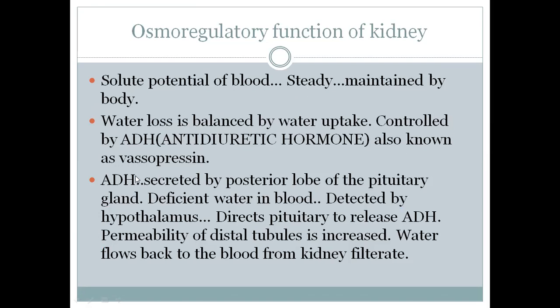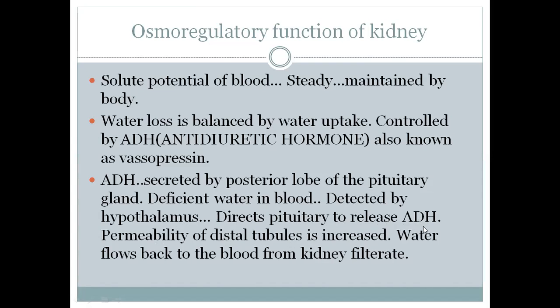Very, very important. Antidiuretic hormone is secreted by the posterior lobe of the pituitary gland if the blood is deficient in water. This deficiency of water in the blood will be detected by the hypothalamus. Then the hypothalamus directs the pituitary to release antidiuretic hormone. We have less water in the blood, then the pituitary is going to release antidiuretic hormone. This antidiuretic hormone increases the permeability of the distal tubules.